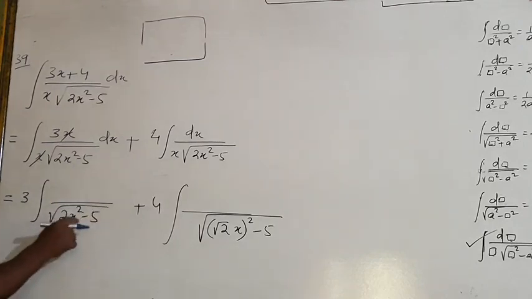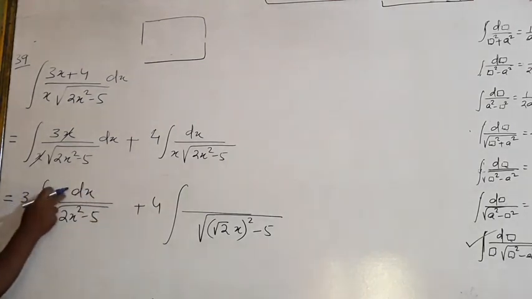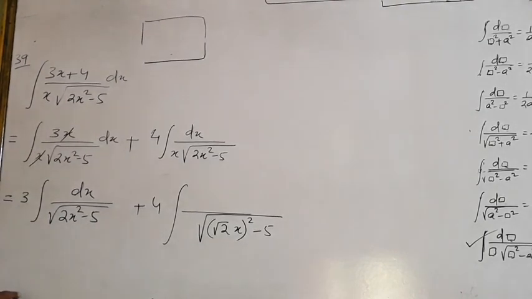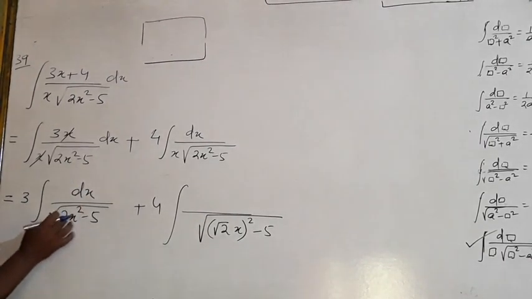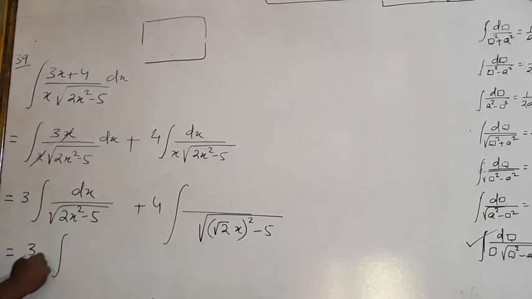Its derivative is 4x, but in the numerator there is no x term. The x term has already cancelled and is out of the picture. So what do you have to do? You have to take 2x square dx by 2x square minus 5. Now what will it become? It is a derivative of what?